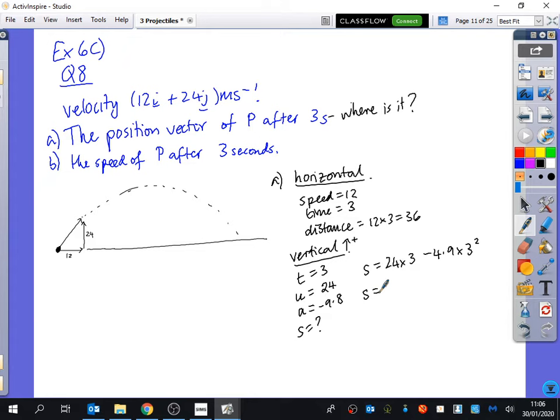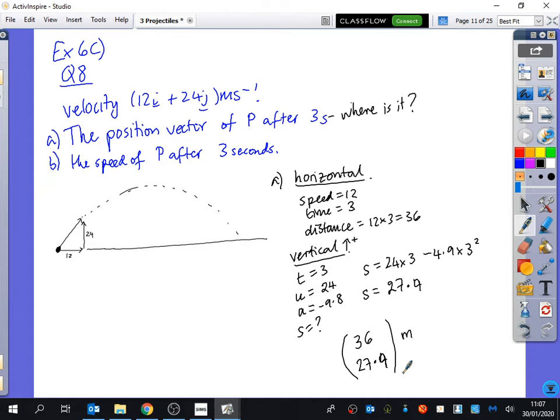Anyone got that? So save me typing it in. How much? 27.9. 27.9 meters. So the position vector of where it is, well, horizontally, it's gone 36 meters along. And vertically, it's gone 27.9 meters up. And that's it. A position vector is just written: where is it horizontally, where is it vertically?